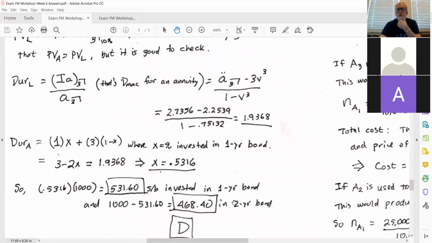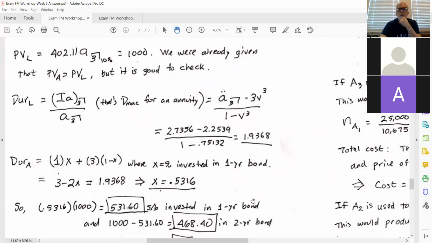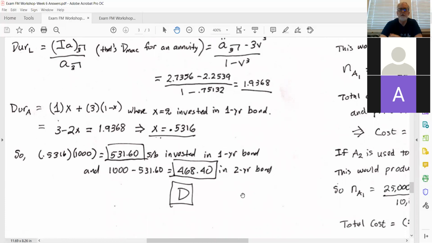That's a typo. That should say 3-year bond, not 2-year bond. But all the answers had 3-year. So 532 and 468 is answer D.